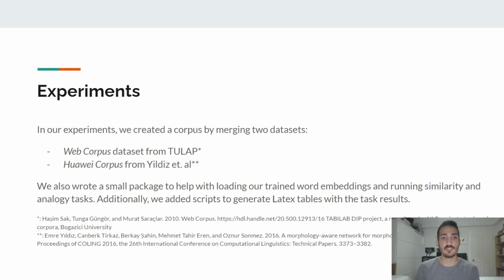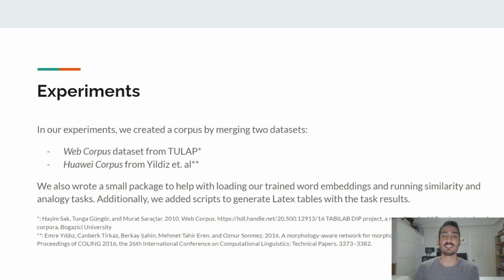For our experiments, we have combined two corpora. The first corpus is a web corpus, which was prepared by TULAP, and the second corpus is the Huawei corpus, which was prepared by Yıldız and his friends. And we have prepared a small package to help with loading our trained word embeddings and running similarity and analogy tasks, which is publicly available in our repository.